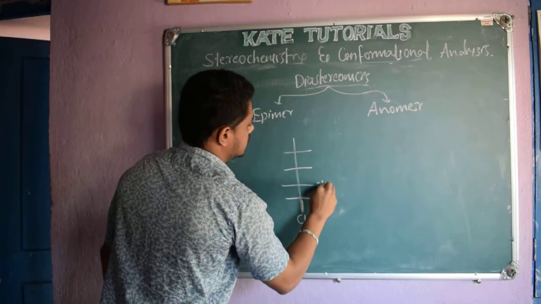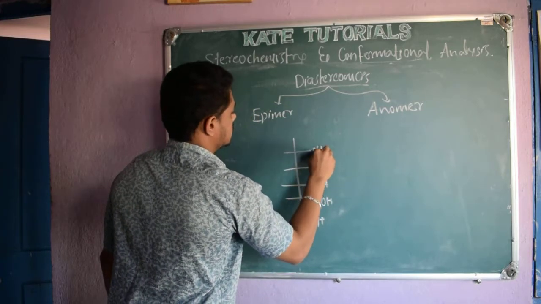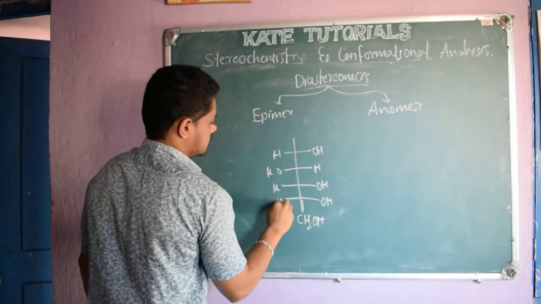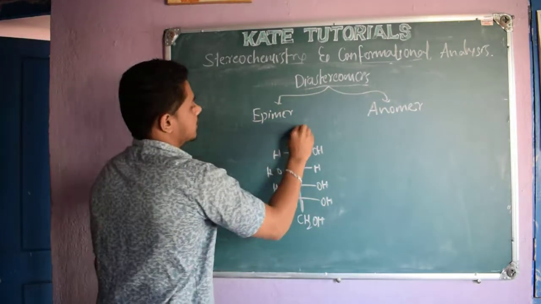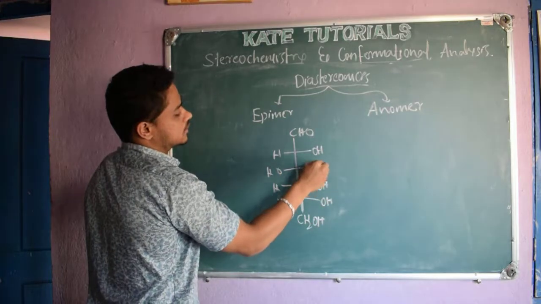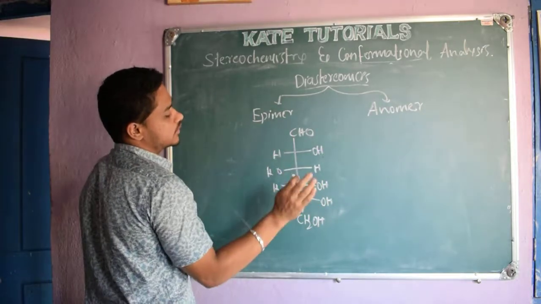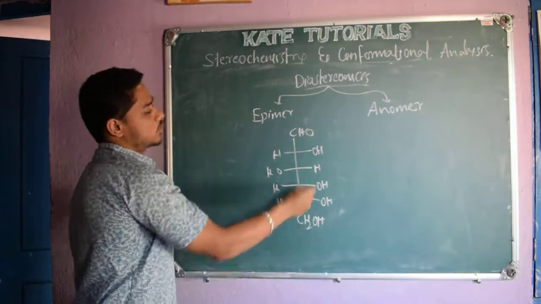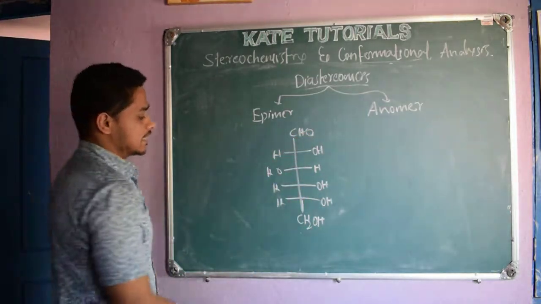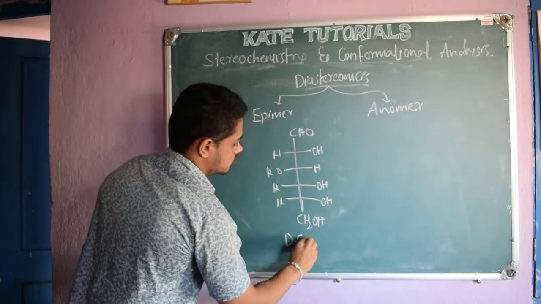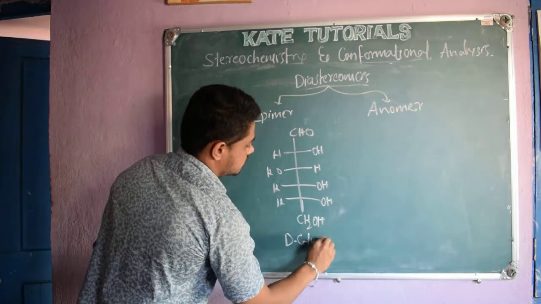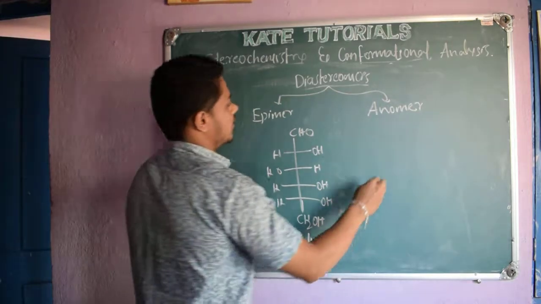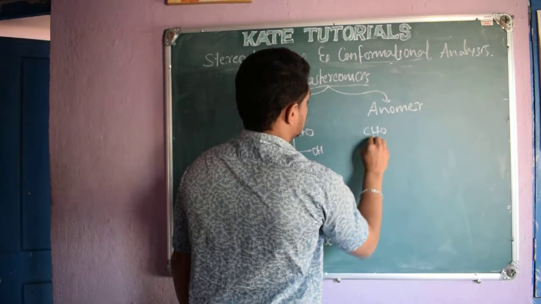OH, OH, H, OH, right? Like this you need to remember. OH, OH, H, OH. Wherever OH comes, H we should put. Wherever H comes, OH we should put. Down CH2OH, CHO. This is D-glucose. Right? This is D-glucose. I will write one more molecule.